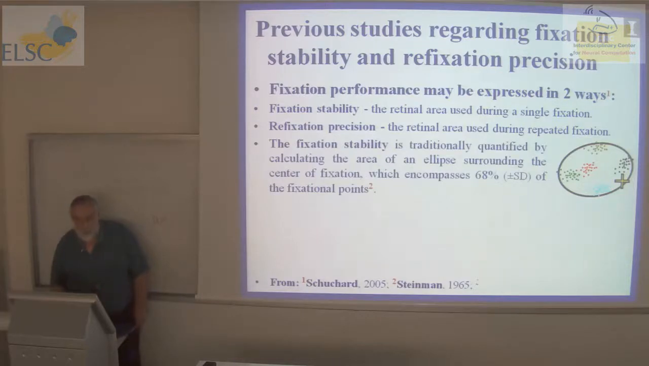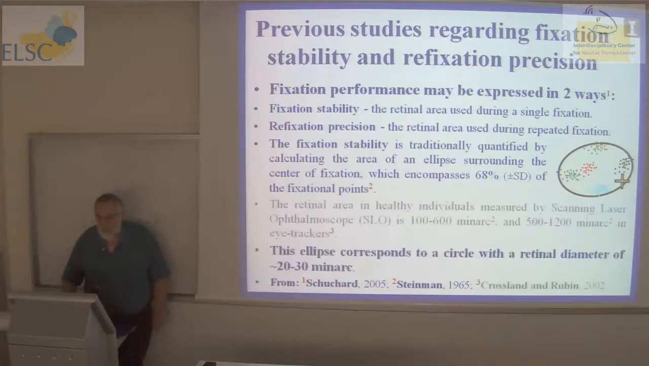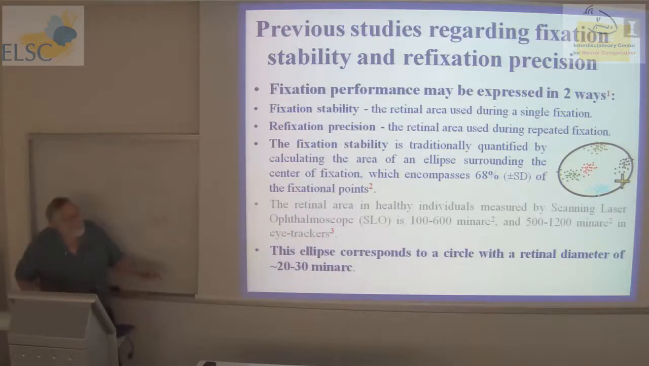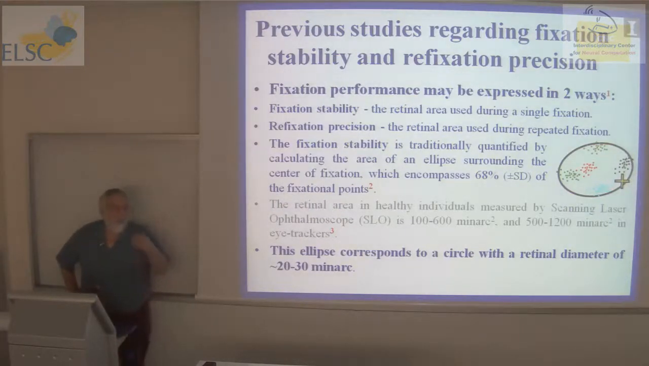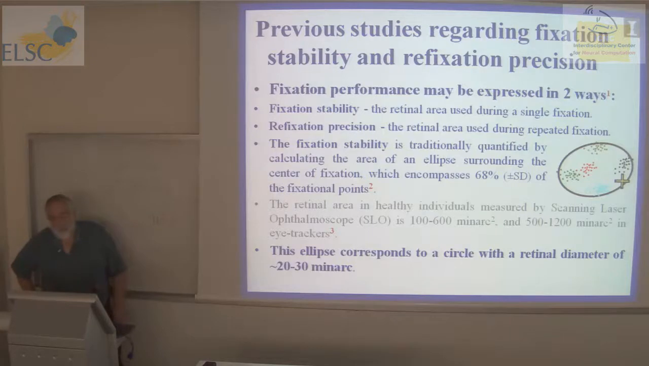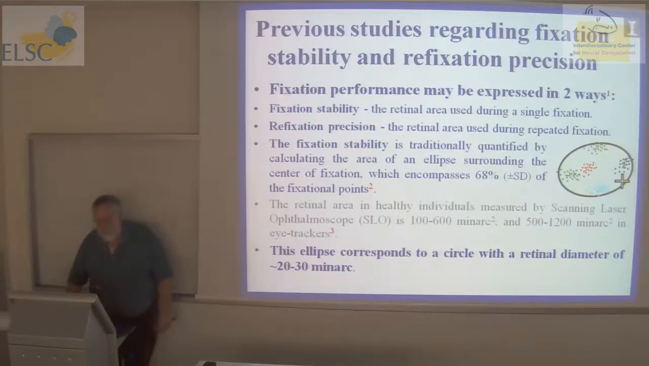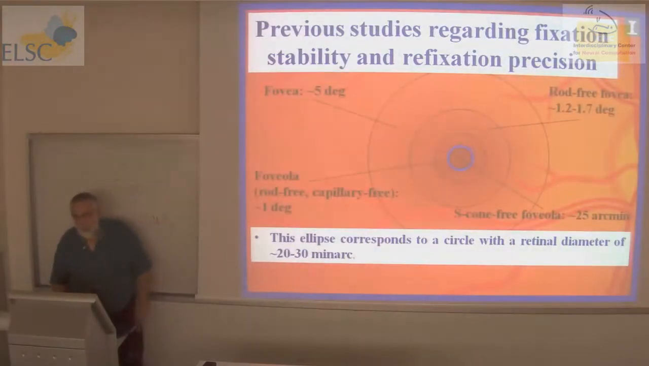The fixation stability is quantified by an ellipse that has 68% of the dots in it. And this ellipse corresponds to a circle of 20-30 minutes of arc, and that's why the claim all the years was that we have a small area that we use all the time in order to return to fixate. So it corresponds to the foveola, the area that is free from S-cones, the cones that are sensitive to blue.